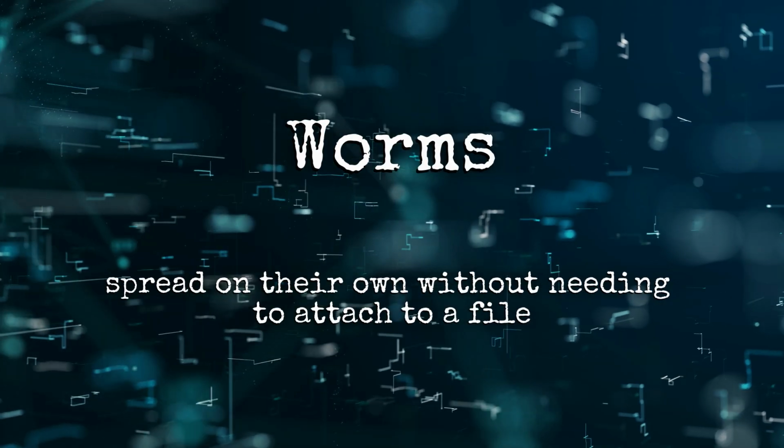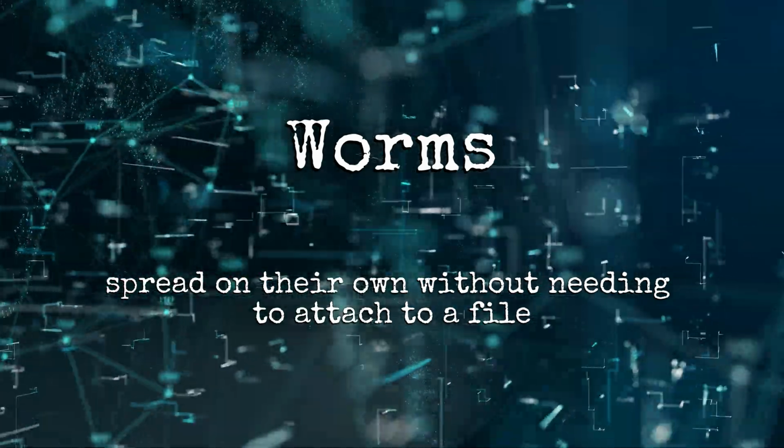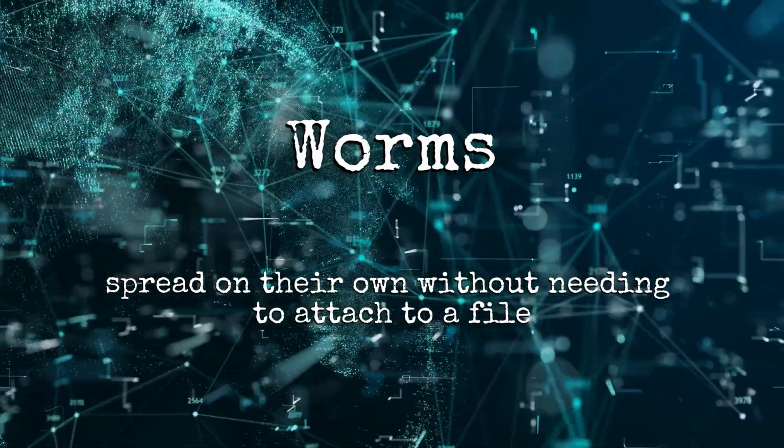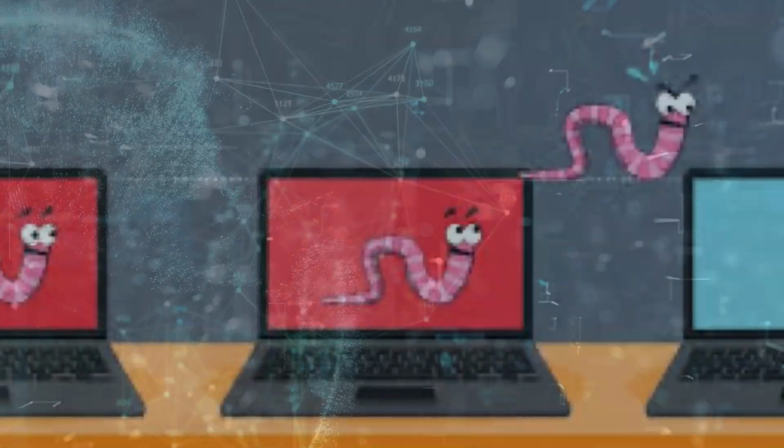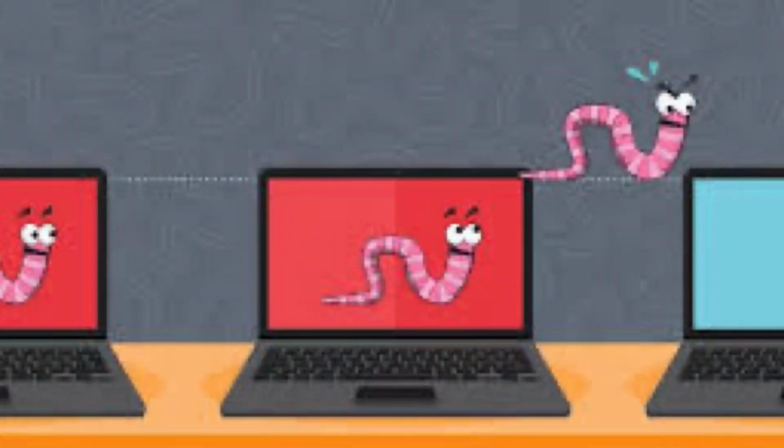2. Worms. Worms are similar to viruses, but can spread on their own without needing to attach to a file. They exploit vulnerabilities in networks to move from one machine to another, often consuming bandwidth and slowing systems. Worms can also carry payloads that harm data or install backdoors.